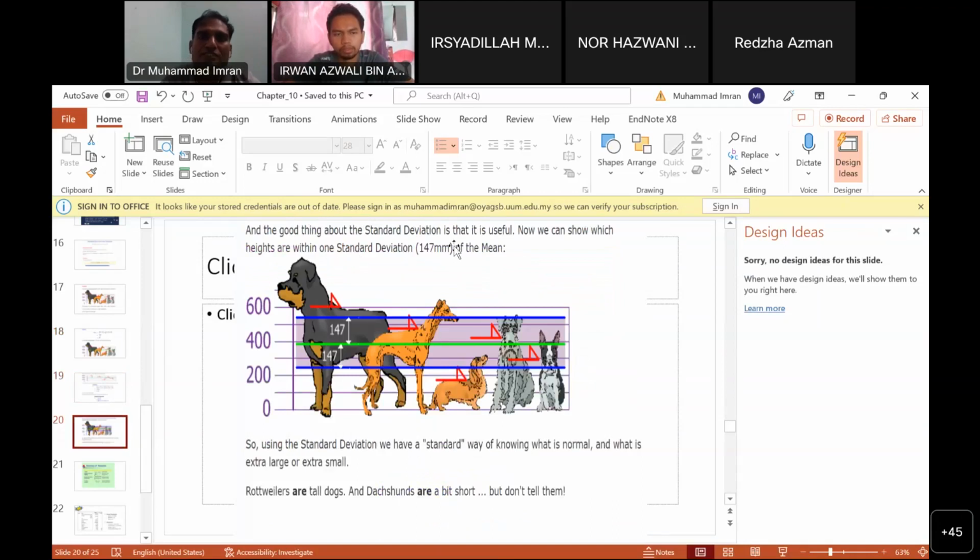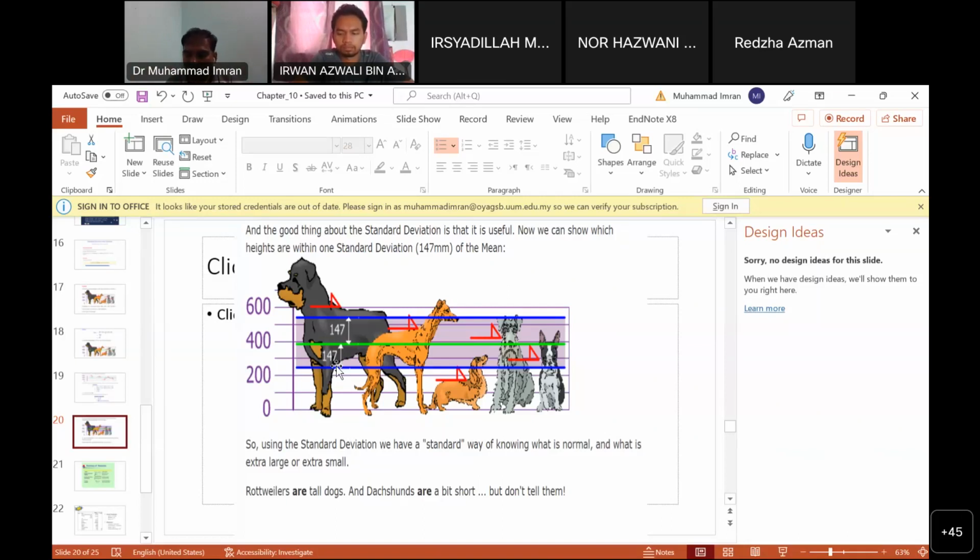And the good thing about the standard deviation is that it's useful. Now we can show which heights are within one standard deviation. 147. This is the 147. One standard deviation means 147 here from the mean, plus and minus. This one, 147, is plus, and 147 is negative, the lower side. Now we can say all the dogs can be covered.